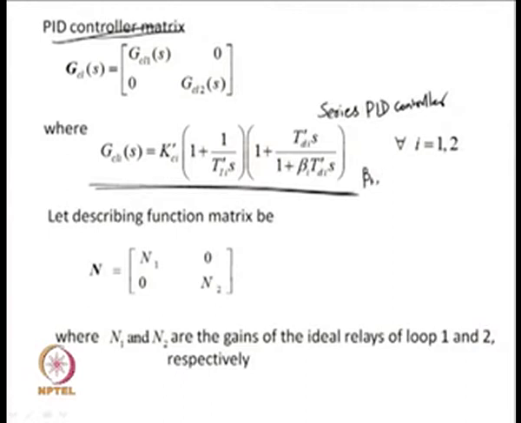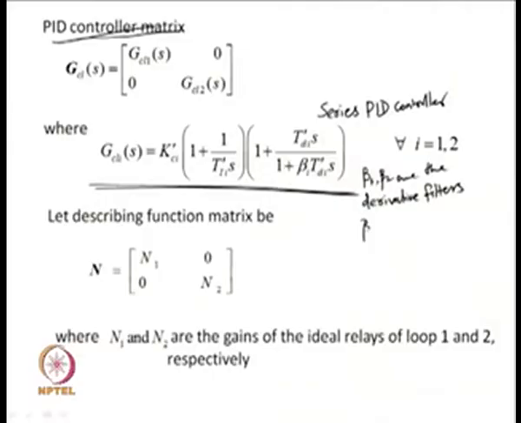When i equals 1 and 2, beta 1 and beta 2 are the derivative filters, which are of very small value. So, for practical purposes, in the analysis of the analytical expressions we are going to handle later on, beta 1 and beta 2 will be assumed to be 0. There is no harm, because normally these values are a very small percentage of the time constants T d i dash.